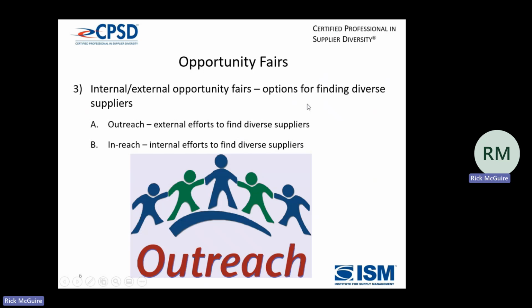Internal and external opportunity fairs are options for finding diverse suppliers. You've got outreach, which is external efforts, and in-reach, which is internal efforts.